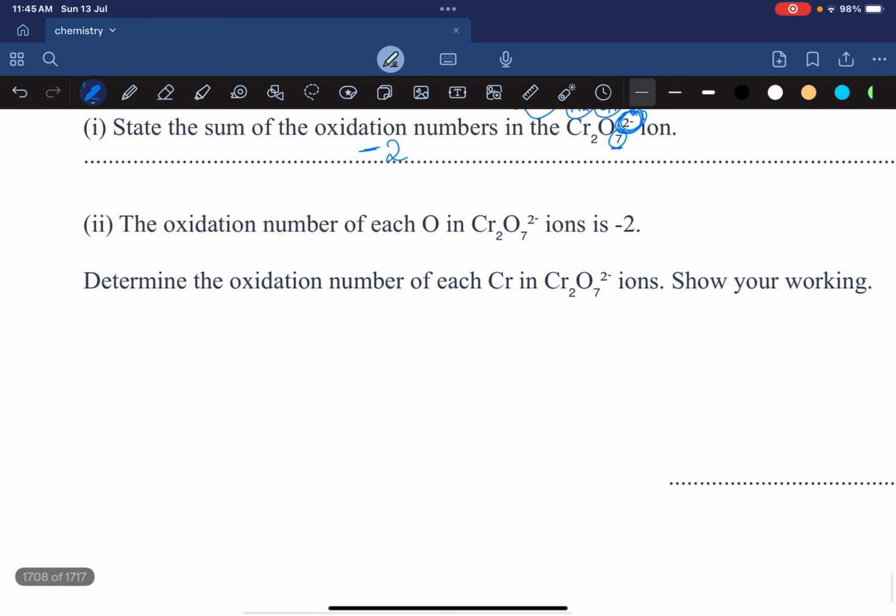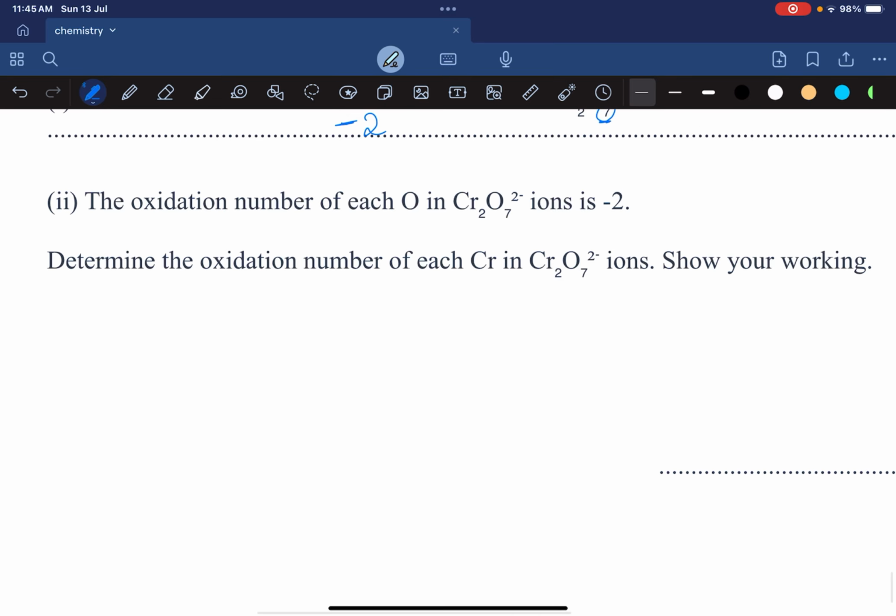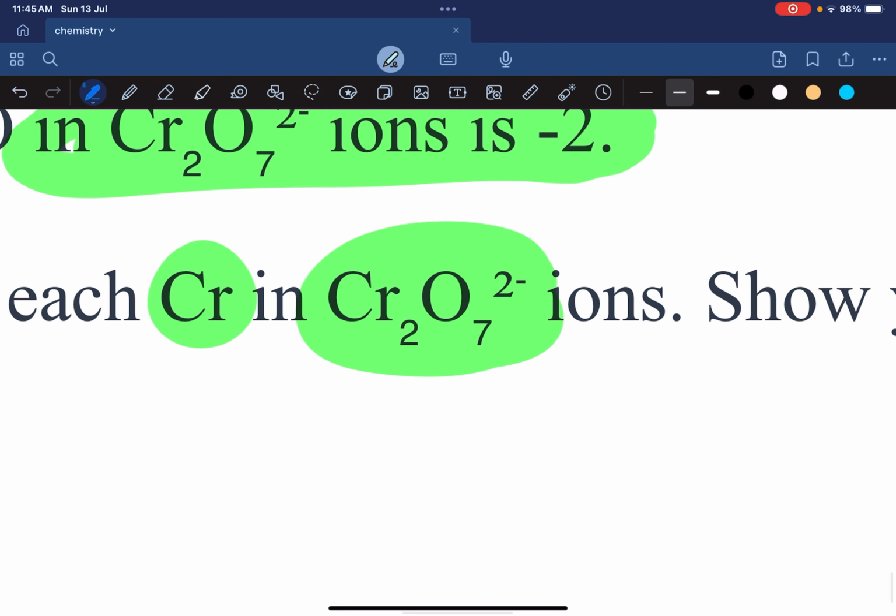The oxidation number in each oxygen, each O in this, is 2 negative. I know this thing. Determine the oxidation number of each chromium in this ion. I guess that's easy peasy lemon squeezy. That's going to be plus 6. How do I know this? Because just look over here.